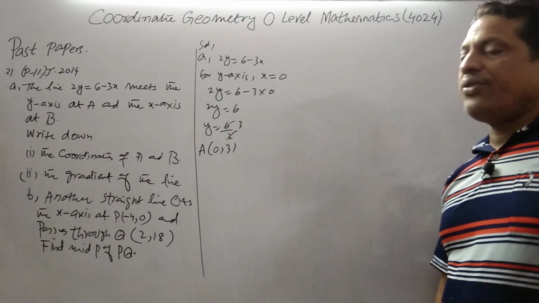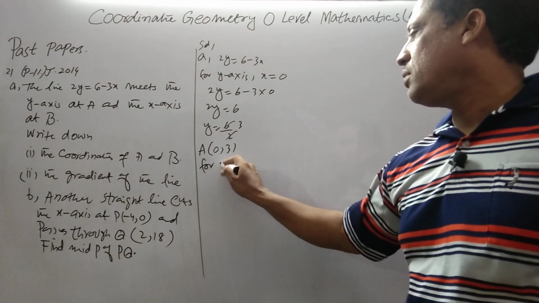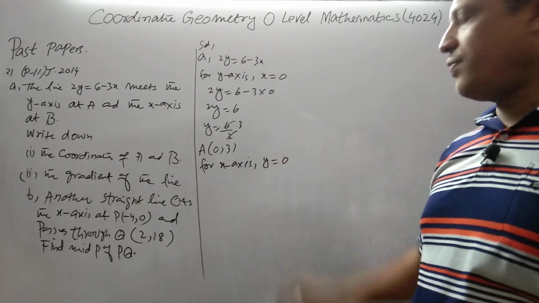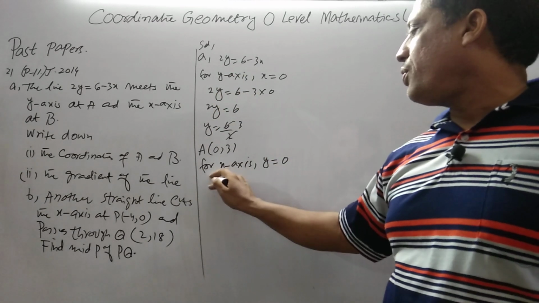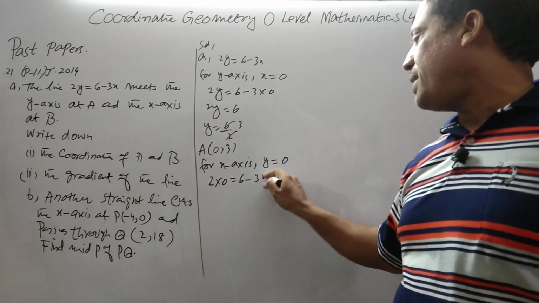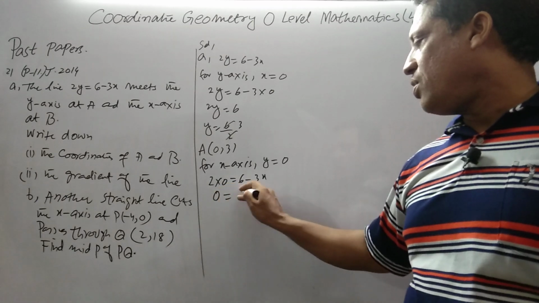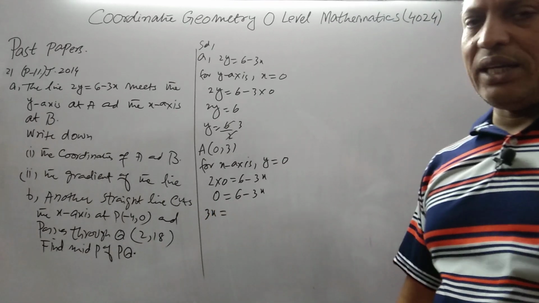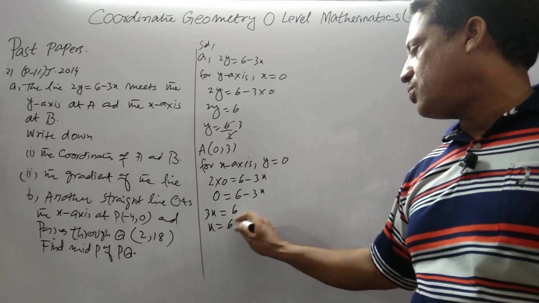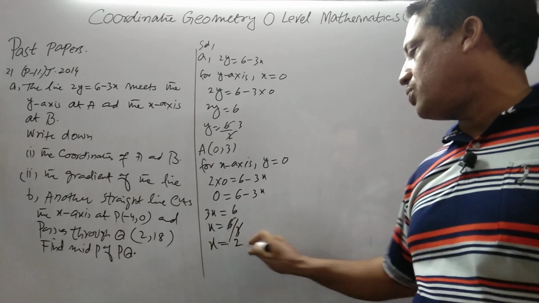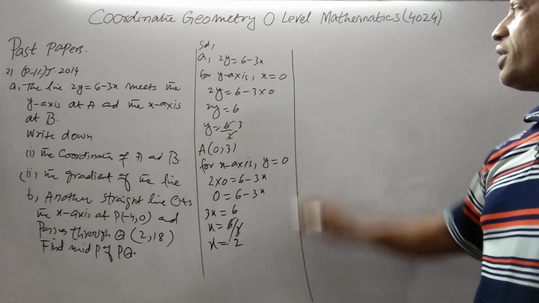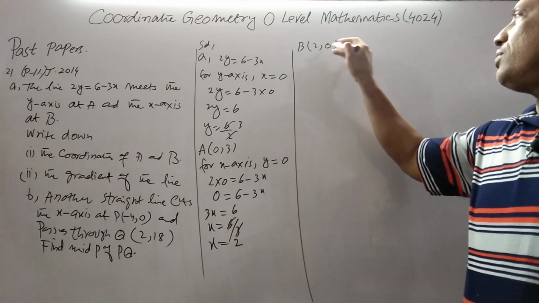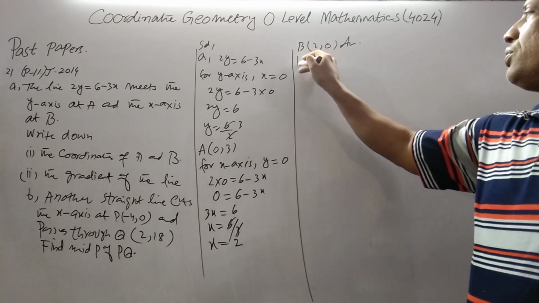Similarly, for the x-axis, we have to put y equals 0 in the given line. So 2 into 0 equals 6 minus 3x. 2 into 0 is 0. Minus 3x shifted to the other side, 3x is 6 and x equals 6 upon 3. X equals 2. Hence the coordinates of B are x is 2 and y is obviously 0. Answer of part A.